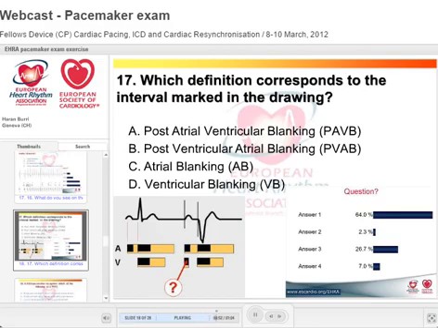So PVAB, post-atrial ventricular blanking, PAVB, post-atrial ventricular blanking. Any questions on that?